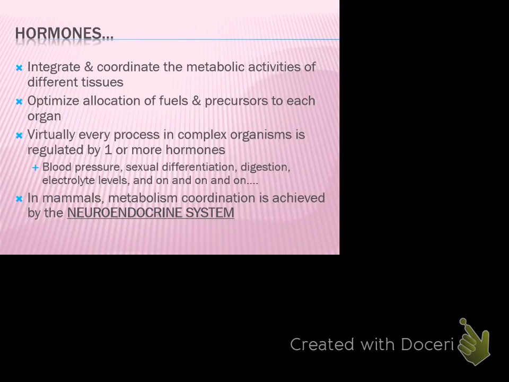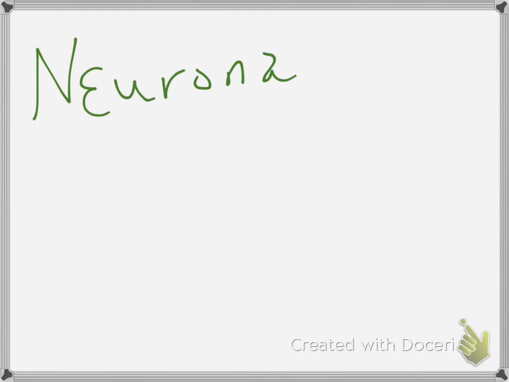So, what are the two parts of neuroendocrine? Neuro and endocrine. Well, what does the neuro mean? Brain. Is it only the brain? Right, we're talking about neuronal. The neuronal system versus the endocrine system.